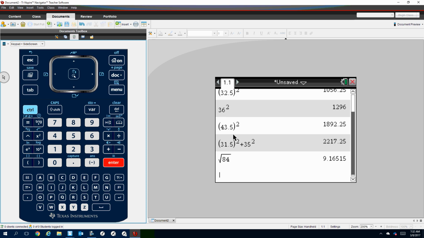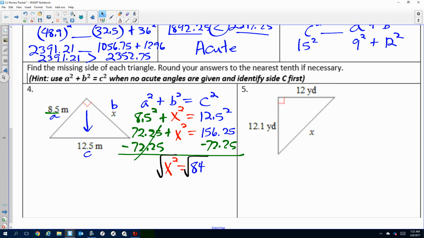And they said to round to the nearest tenth if necessary. Nearest tenth is 1 decimal place. So we look right here, then we look to the right of that. If it's 5 or greater, it is rounded up. If it's below 5, it stays the same. So this ends up becoming X equals 9, or actually we do approximate. Let me show you that symbol. X is approximately 9.2. That's your answer.